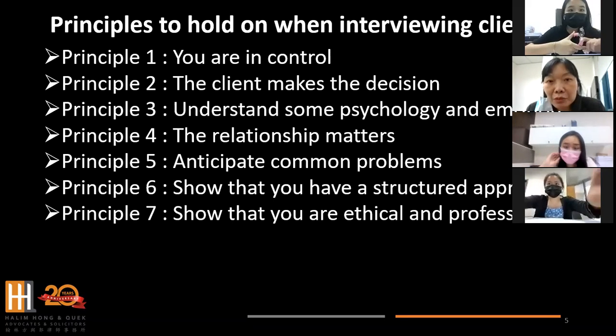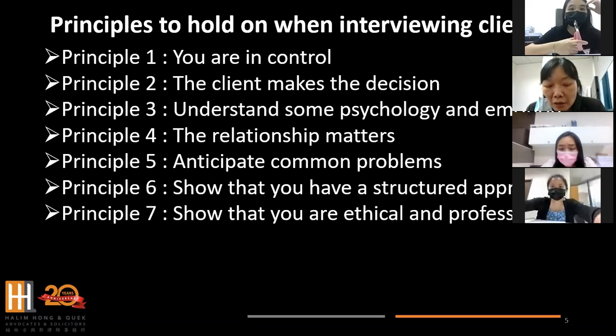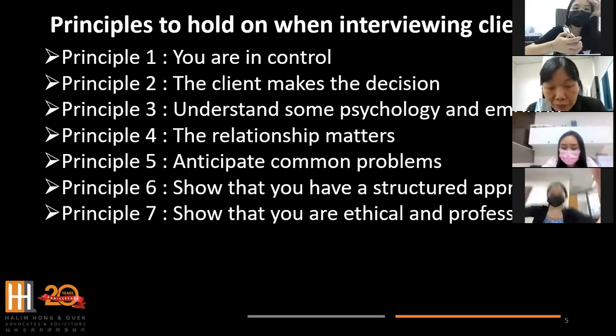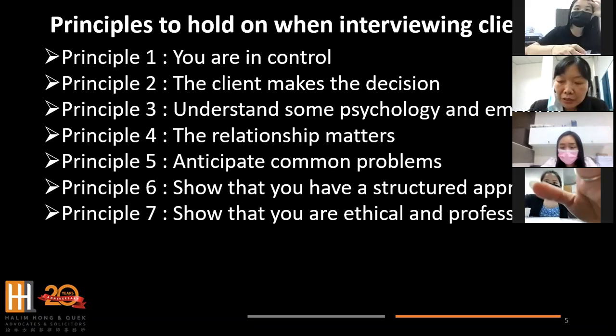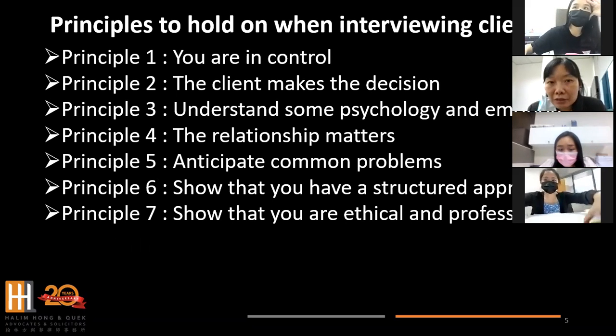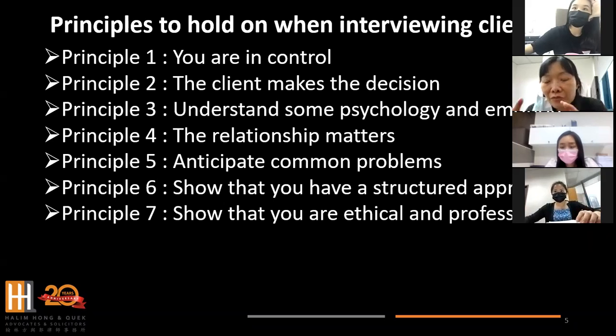So there are some principles to hold on to when interviewing clients. These are the principles. Who is actually in control during this client interview? Remember that you are there to provide advice, to take facts and to provide advice. So you are in control. But when you are in control, it doesn't mean that you make the decision for the client. Eventually, the client is the one who makes the decision. You are there to provide the advice so that the client can make an informed decision.